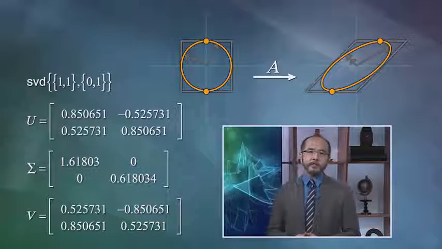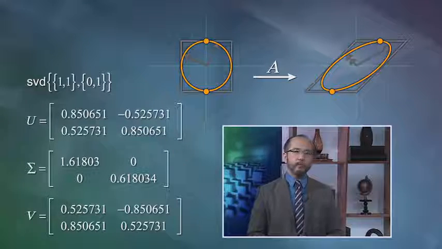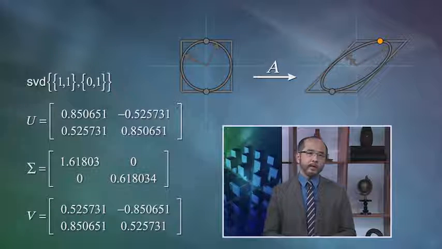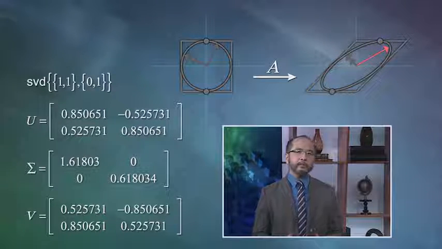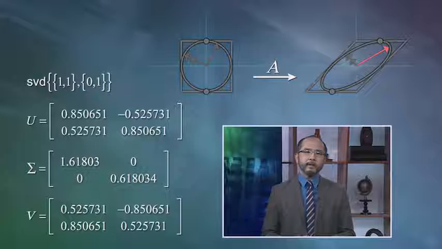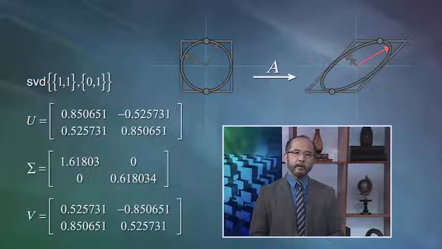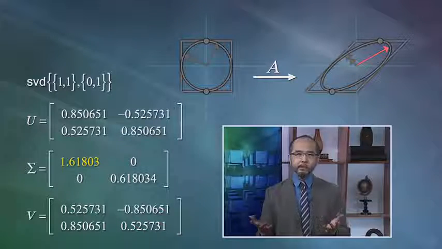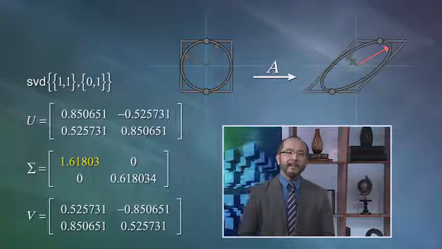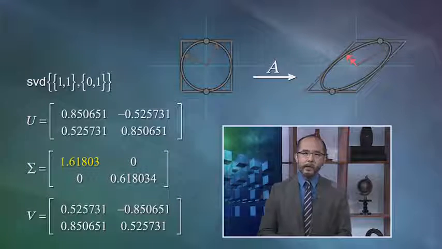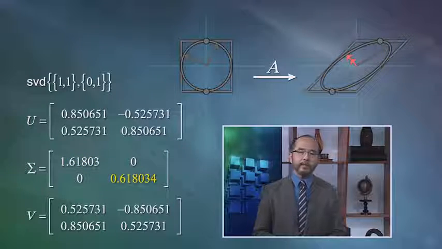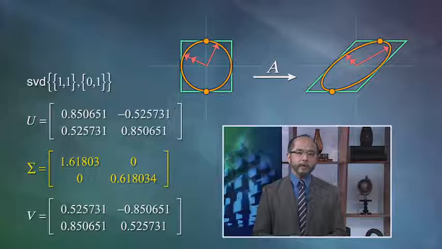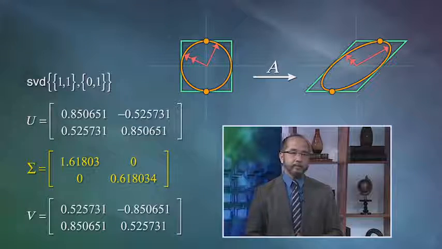Now, the semi-major axis of this ellipsoid does not pass through 1, 1 as you might expect, even though the top of the circle gets sent there. Rather, the part that's stretched the most is just to the right of that, as indicated by the red arrow with a single arrowhead. Its length is 1.618. Yes, that turns out in this case to be the golden mean. The semi-minor axis of the ellipsoid has length 0.618. So the singular values of A are 1.618 and 0.618, and they appear in the matrix sigma.